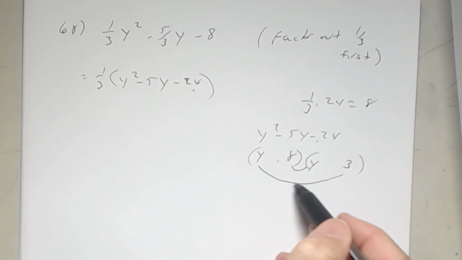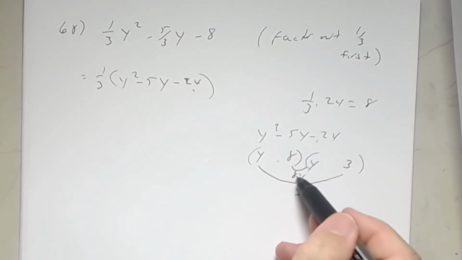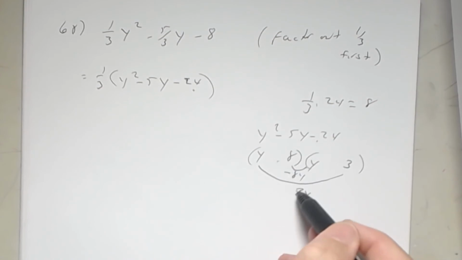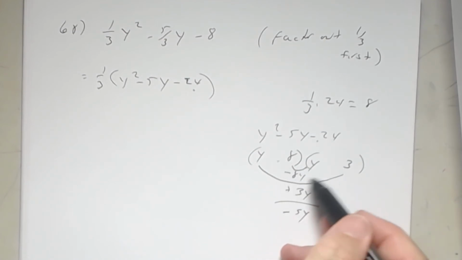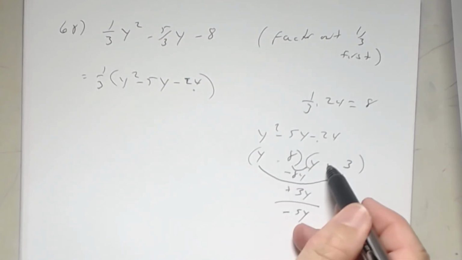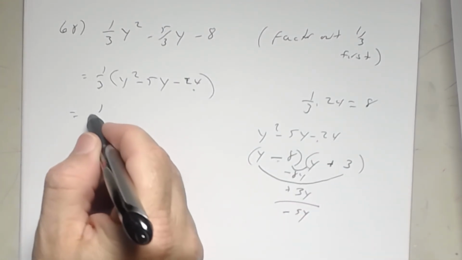What's the outer? 3y. What's the inner? 8y. The larger of these will take the middle sign. That means 8y has to be negative, 3y has to be positive. When I add them up, I do get a negative 5y. Very good. So I know my signs. The outer has to be positive, the inner has to be negative.